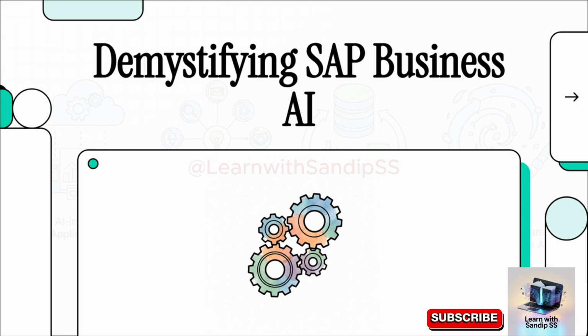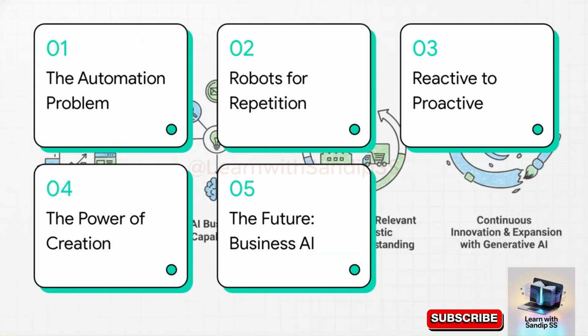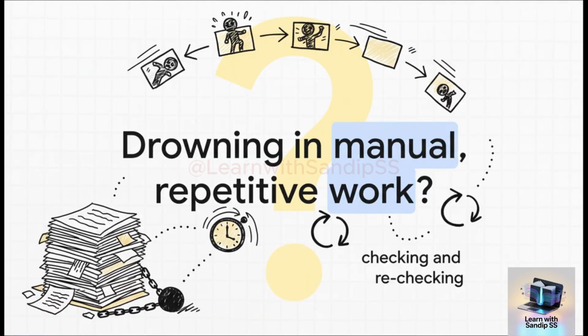This isn't just theory, it's about a real, practical transformation. So here's how we're going to tackle this. First, we're going to start with a problem that I bet feels very familiar to you. Then we'll build up our solution piece by piece, starting with simple automation and going all the way to some truly creative AI. And finally, we'll pull it all together to see what this business AI thing really looks like in action.